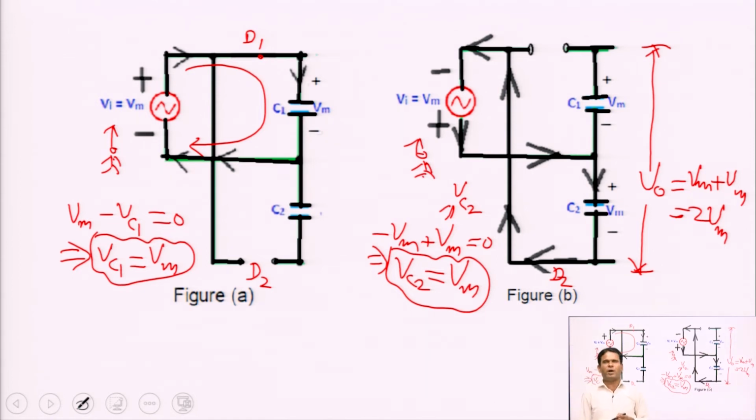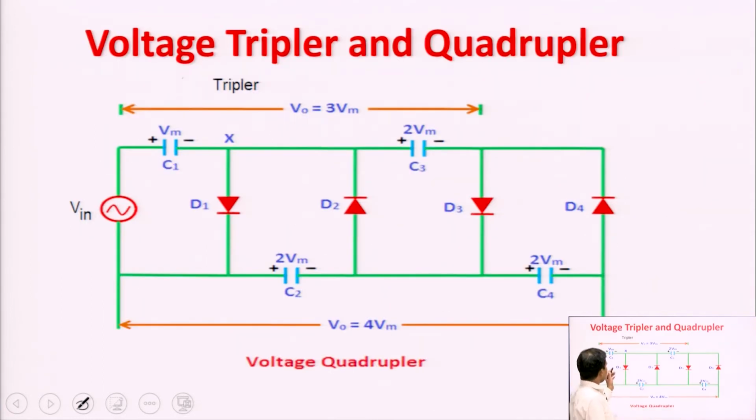Now, I am going to discuss another voltage multiplier circuit, and that voltage multiplier circuit may be called the universal voltage multiplier circuit. We can multiply the input voltage by n times also. The trick of that circuit is that if we want to multiply the peak value of the input signal by n times, then we have to connect n pairs of diode and capacitor in this fashion.